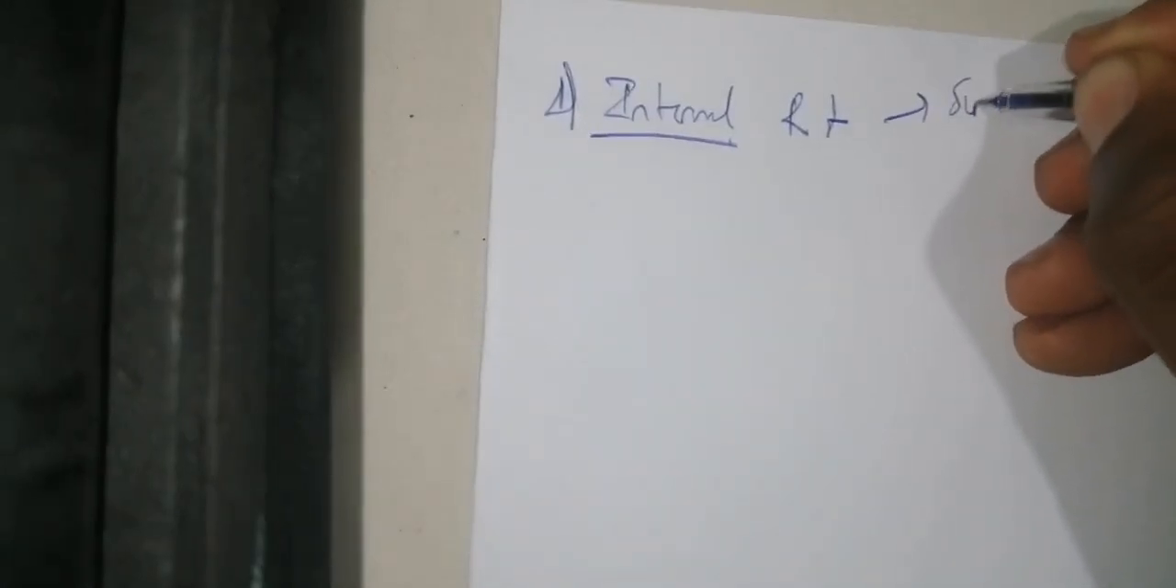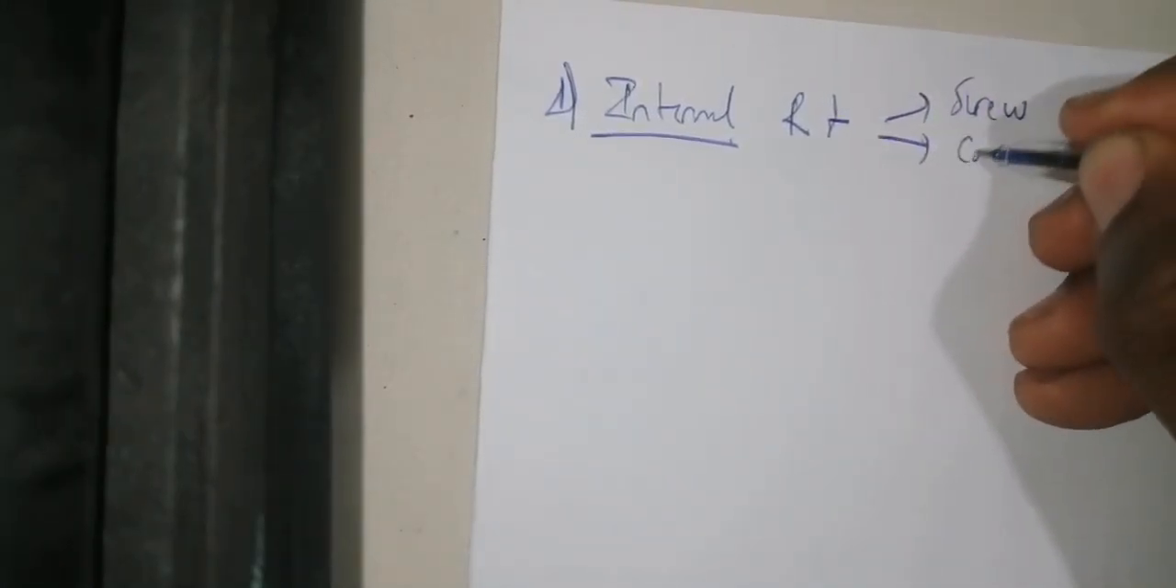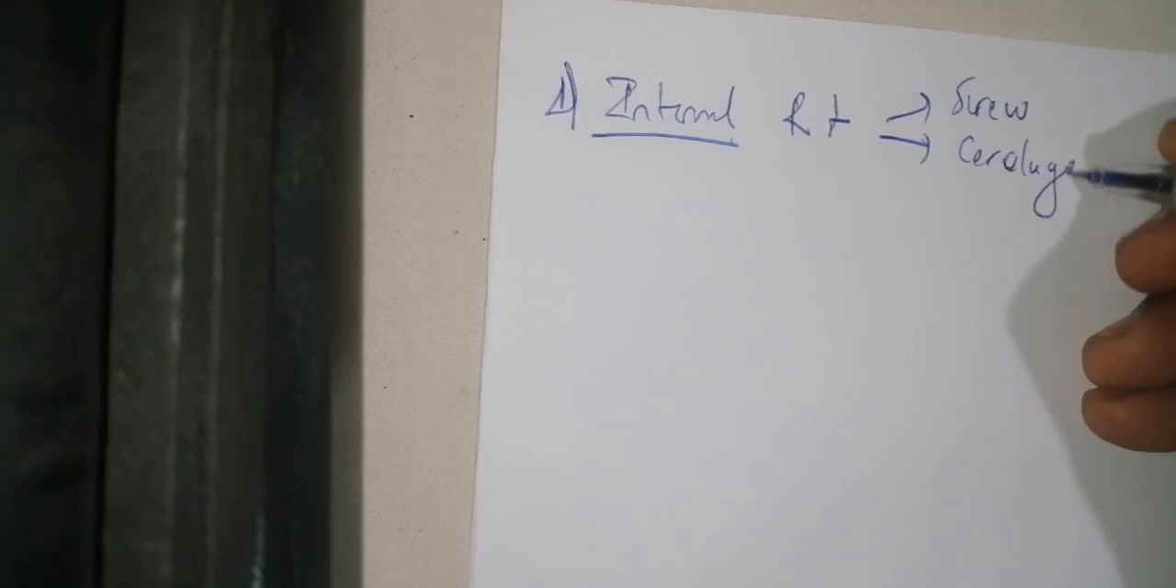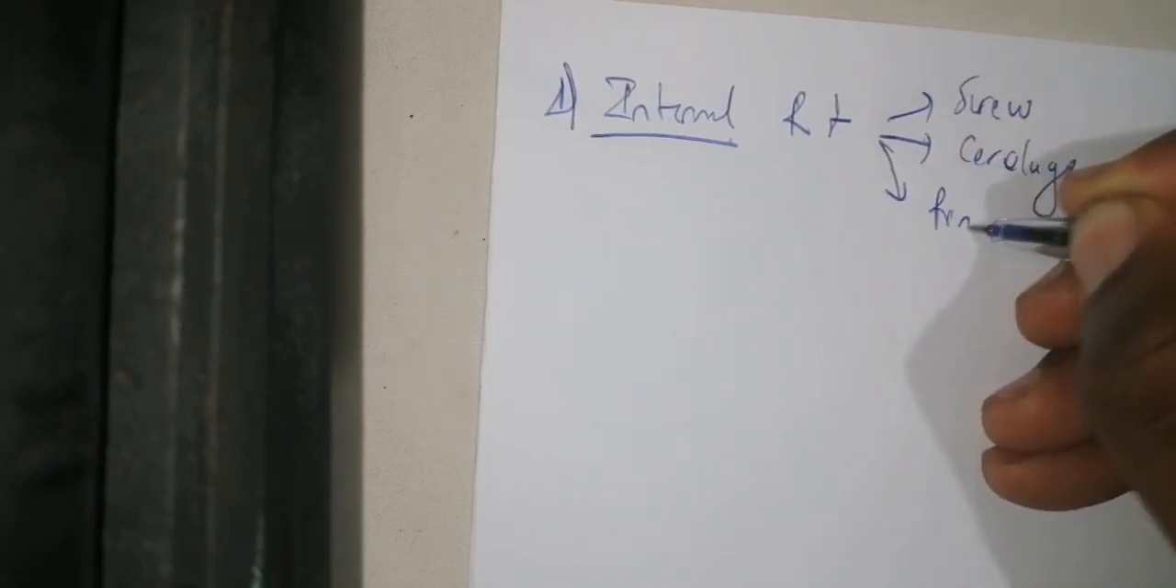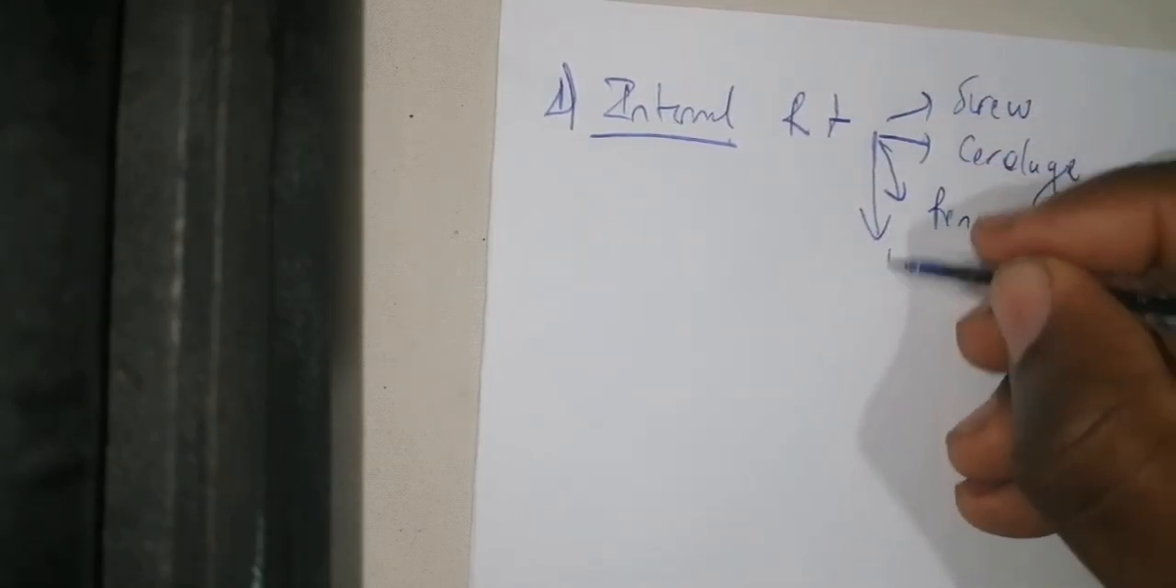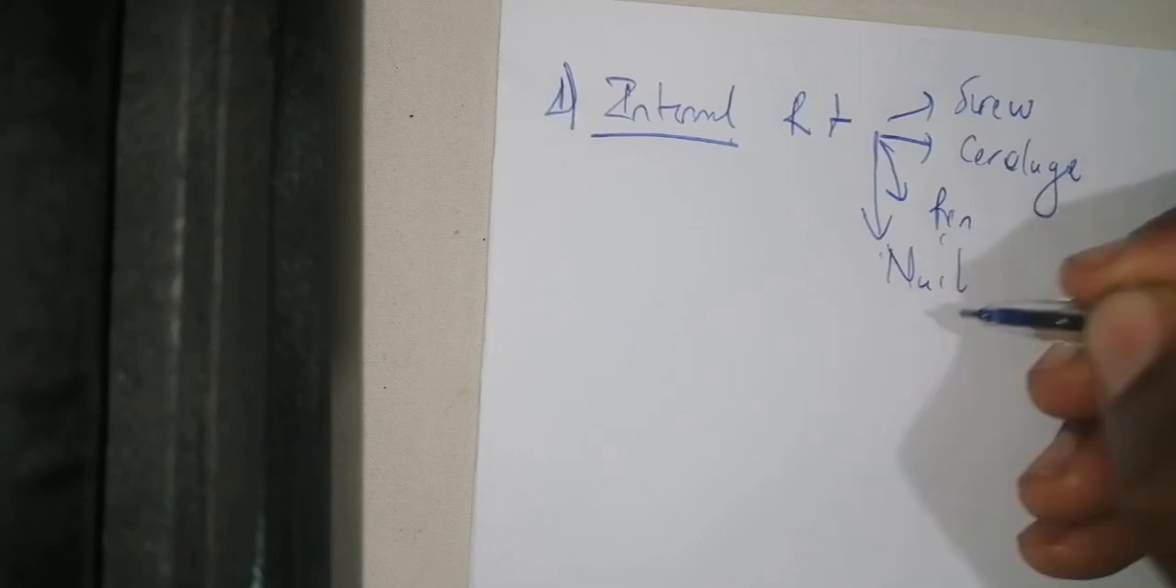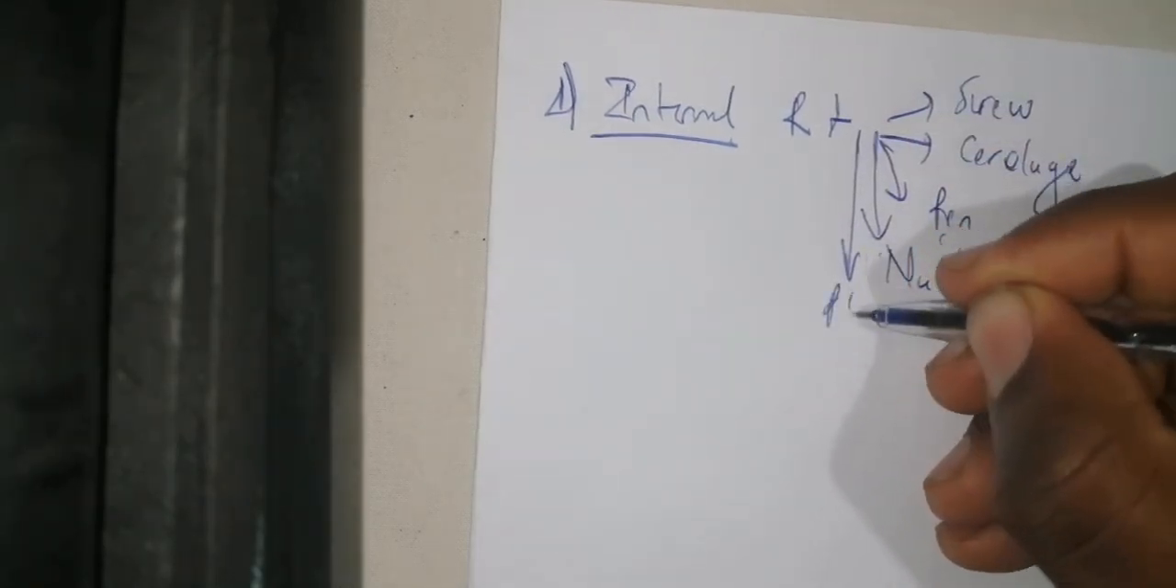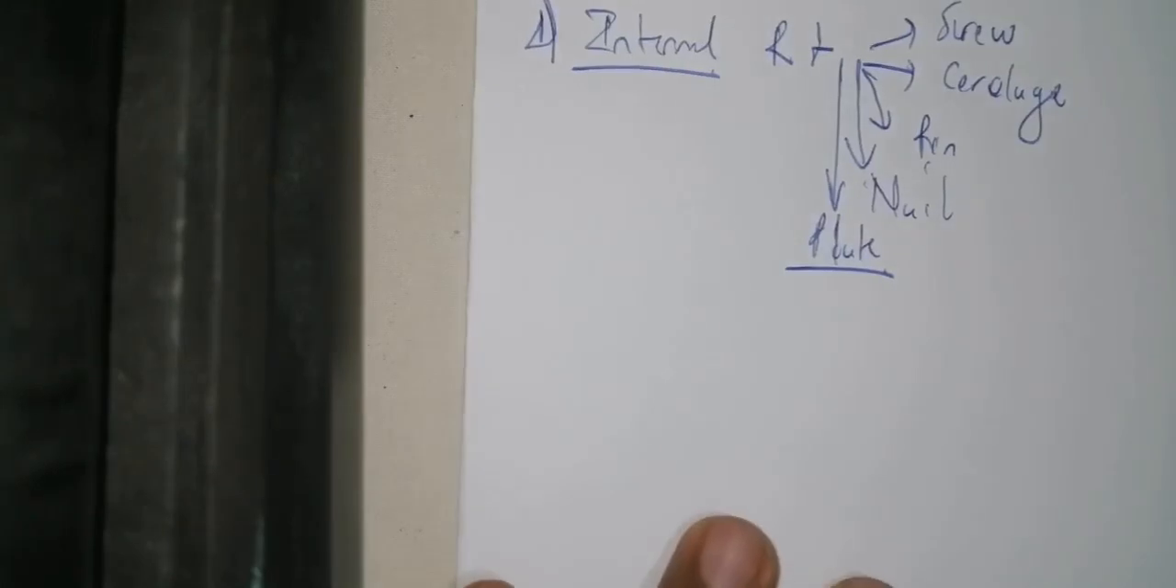You can use just screws to internally restrict. You can use cerclage technique, pins, intramedullary nails, or plates. I'm going to send all these diagrams to you in the comments part of the videos. So when you ask me the question, I'm going to send you all these diagrams. All these are used to internally restrict a limb.